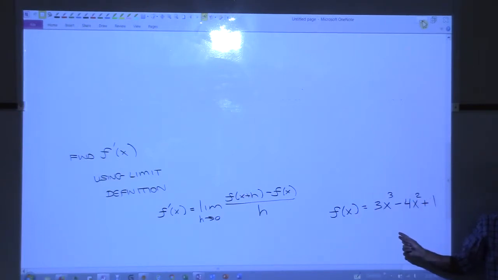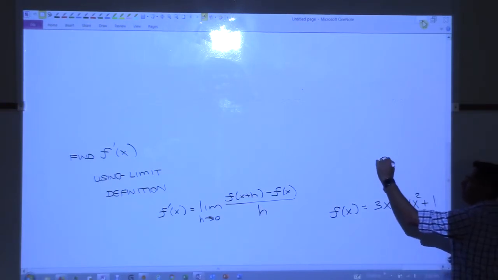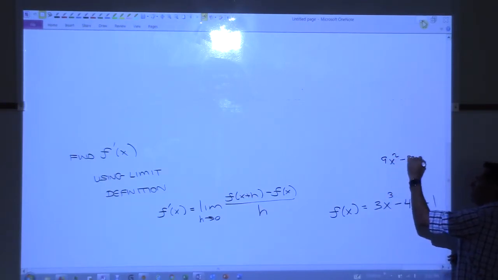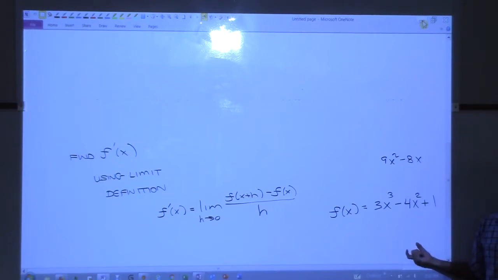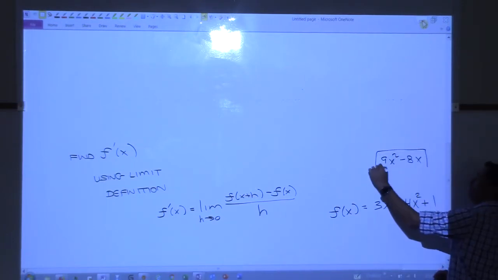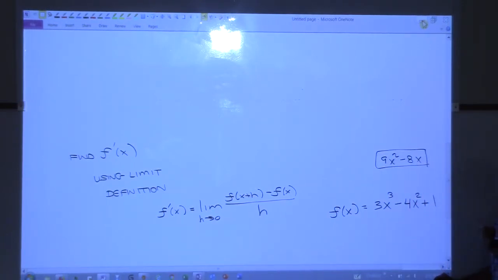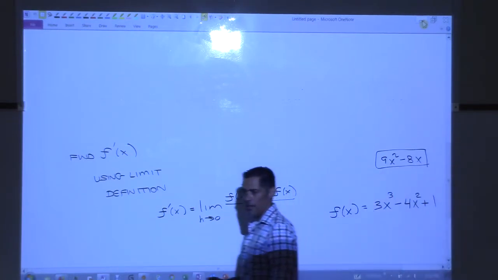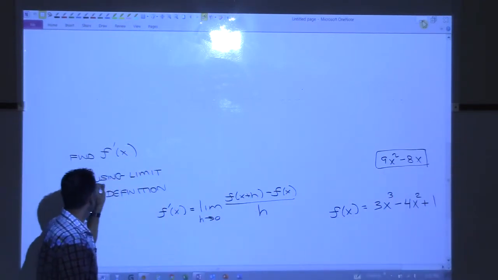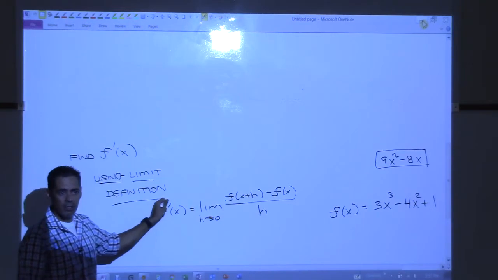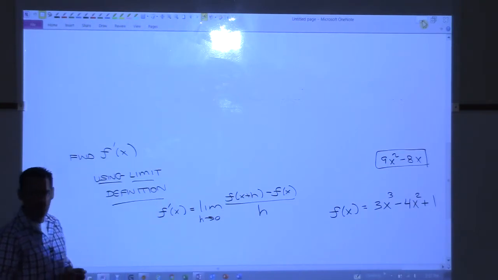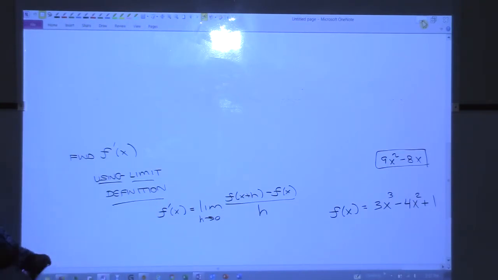You can check your answer, because at the end of this, you know that it should be 9x squared minus 8x. That's your answer at the end. But do not just put this down and box it, because you'll get basically no points for that. Because I'm telling you, using the limit definition, you have to do this. All right? Then later on in the test, I'll ask you to find some derivatives.